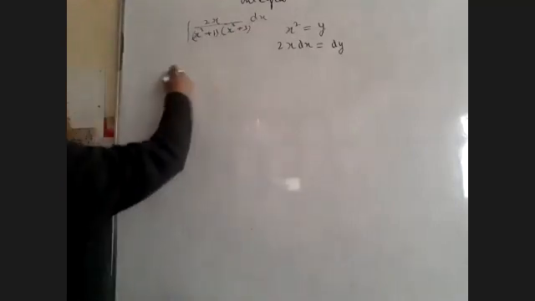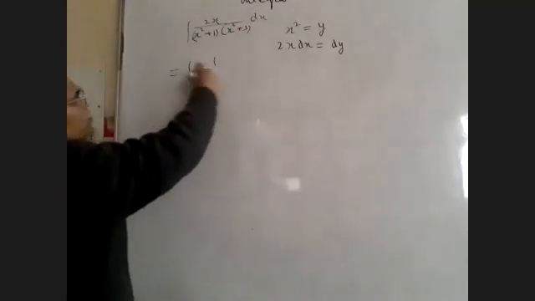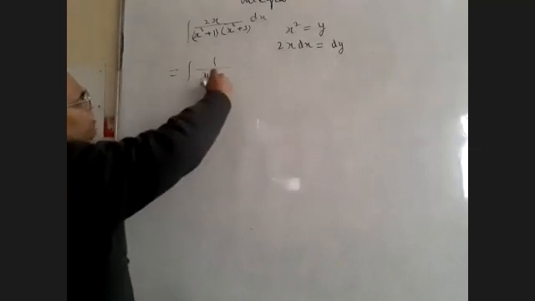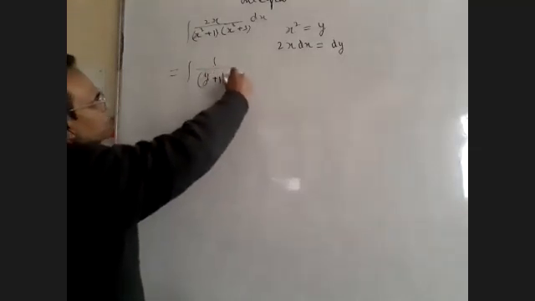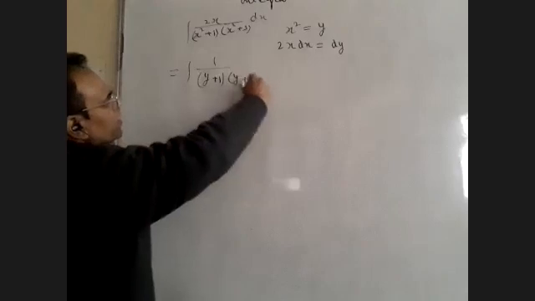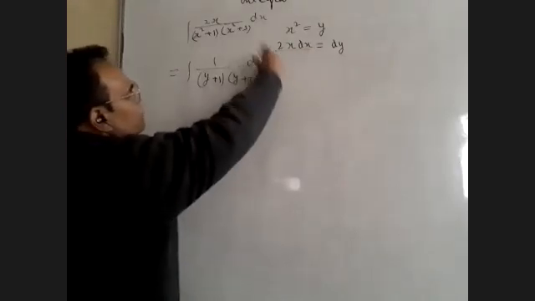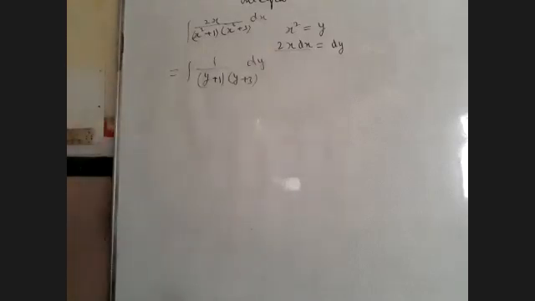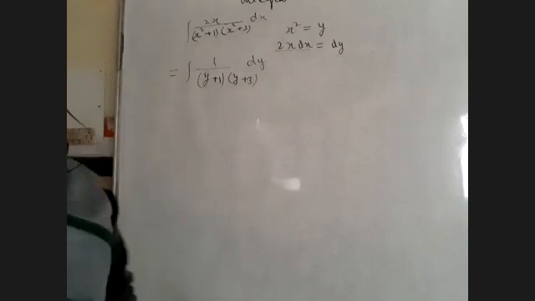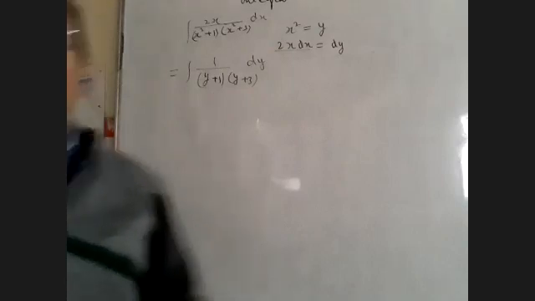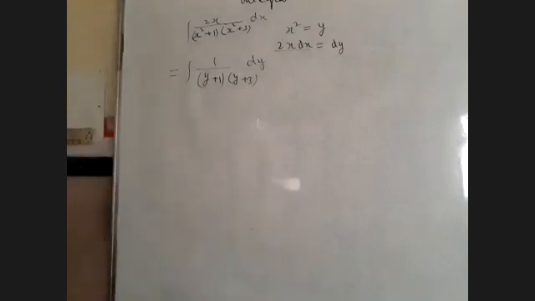You can write here 1 upon y plus 1, y plus 3, sorry, with 2x dx is equal to dy. It is an integrable form. You can make the partial fraction and you can integrate also. I am not solving this question because you can do it easily. There is nothing special. Now we are seeing question number 20.